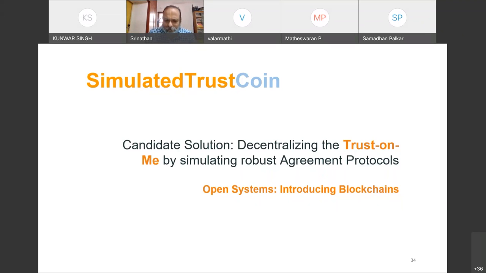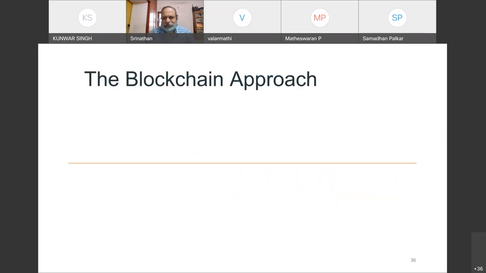Not only will you see a pleasing solution for that using game theory, apart from distributed computing and cryptography, we will also look at how you extend this in many different ways in the future, and what kind of problems in the future will be solved by this approach. That's towards the end, actually. So let's see the blockchain approach.